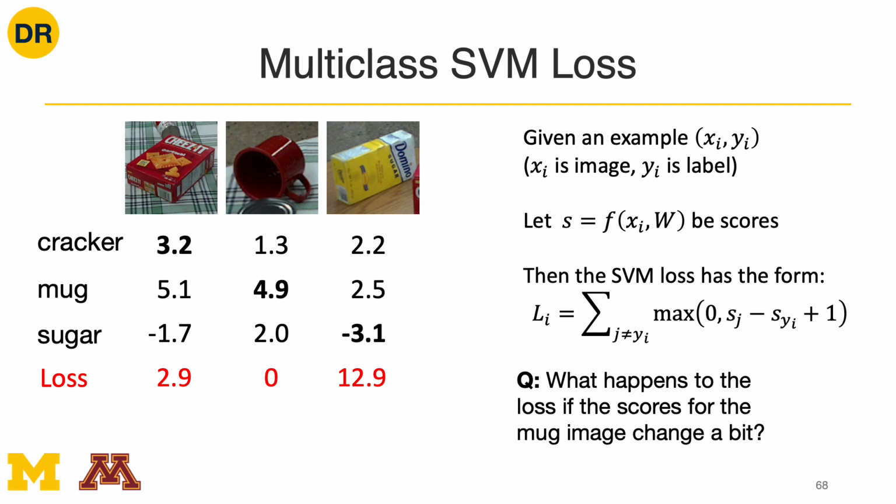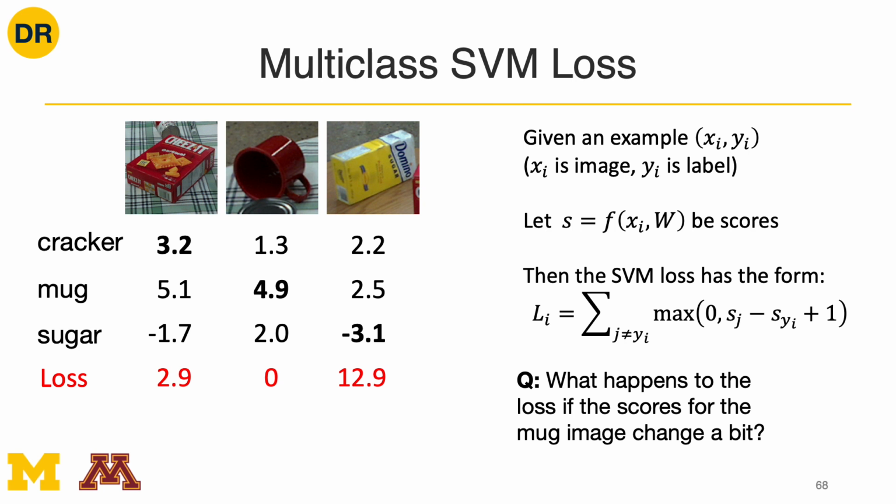Okay, great questions. A couple of questions to think about. For time, I might step through these. The first one is something to introspect on to see how we're understanding this. Let's consider what happens to the loss if the scores for the mug image, that middle column, were to change just slightly. What would happen to the overall loss?